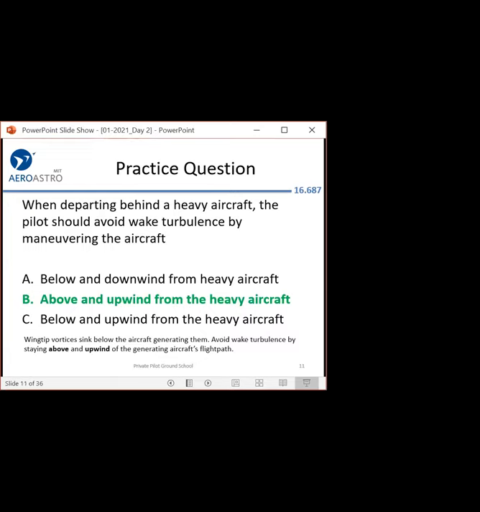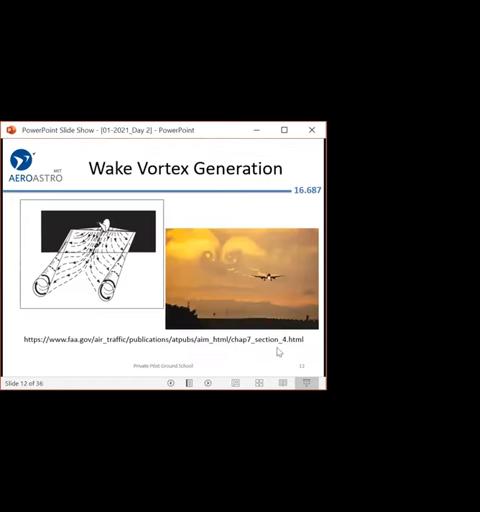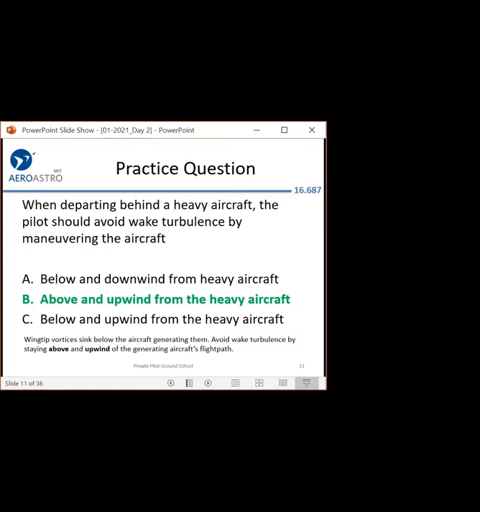That's right. So we actually got a few different folks there, so I'm glad I put in some follow-up information where you can read a little bit more. So the wingtip vortices sink below the aircraft. Let's think about it. When you're departing behind an airplane, it has wake vortices coming down, and they're falling down. So if you're in another airplane, in order to avoid all of that wake turbulence behind the big heavy aircraft, you want to be above it, because if you're above it, then you're not caught in those wake vortices.